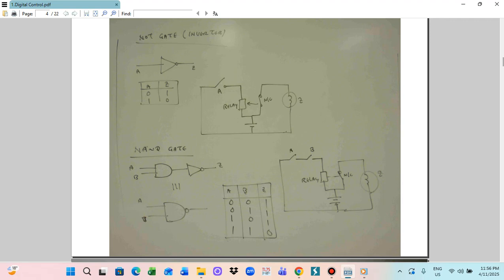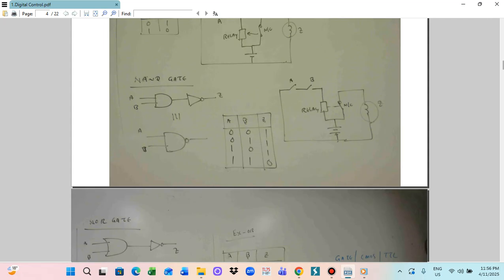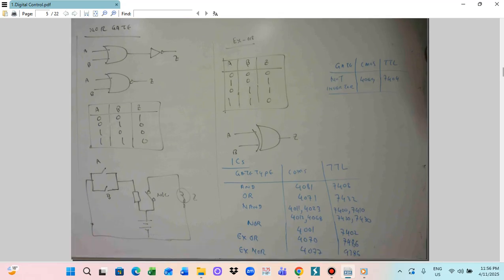And after this, we also construct the NOR gate. The NOR gate is also opposite to the OR gate. For the OR gate, A1, B0, Z1. But for the NOR gate, A1, B0, that should be 0. For the OR gate, A0, B1, Z1. But for the NOR gate, A0, B1, Z0. For the OR gate, A0, B0, Z0. But for the NOR gate, A0, B0, Z1. For the OR gate, A1, B1, Z1. But for the NOR gate, A1, B1, that should be 0. So this is the NOR gate function. The NOR gate function is a combination of the OR gate and the NOT gate. So this is the NOR gate.